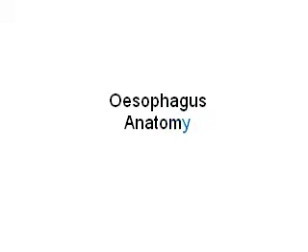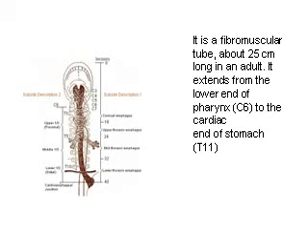Esophagus anatomy. The esophagus is a fibromuscular tube about 25 centimeters in length in the adult. It extends from the lower end of the pharynx at the level of C6 to the cardiac end of the stomach, which is at the level of T11.